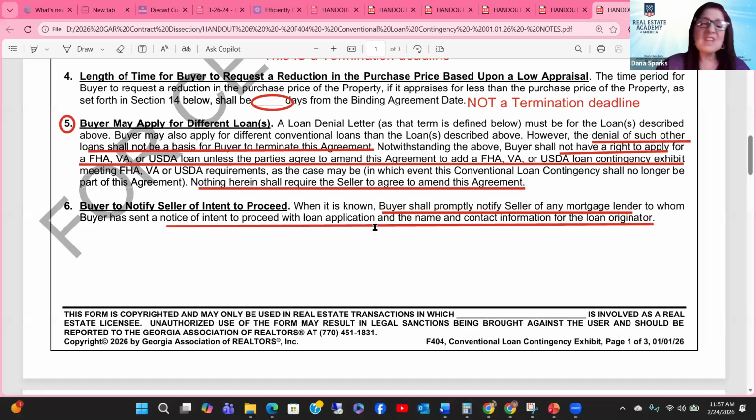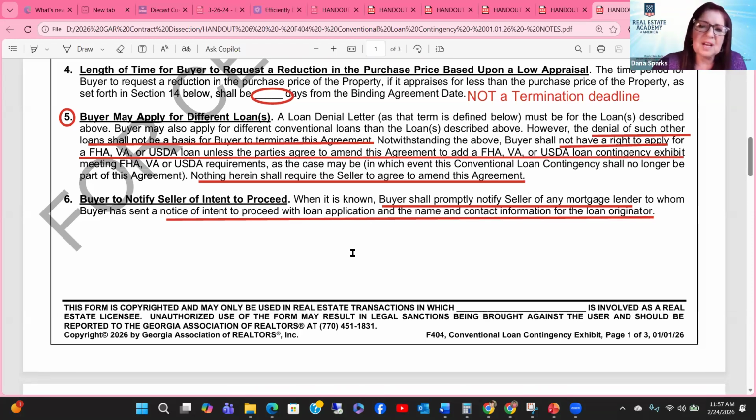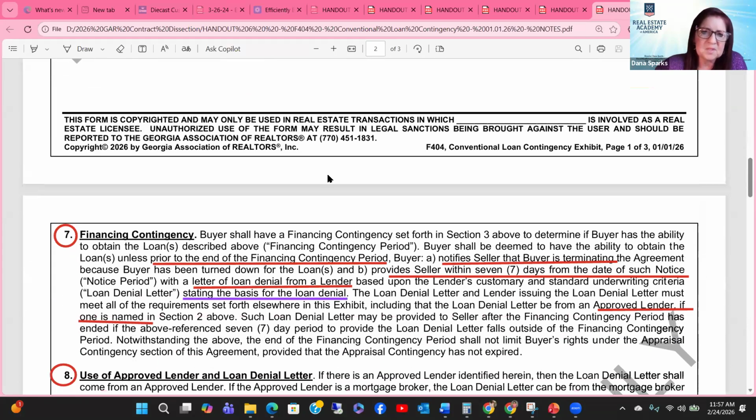Once a buyer has selected a lender with whom they're going to proceed, they've sent their notice of intent to proceed. The buyer is required, a lot of agents miss this, to send the name and contact information of the loan originator to the seller. Now, does the seller have termination rights if they don't do it? No, but buyer's agents, you guys need to keep the seller informed.